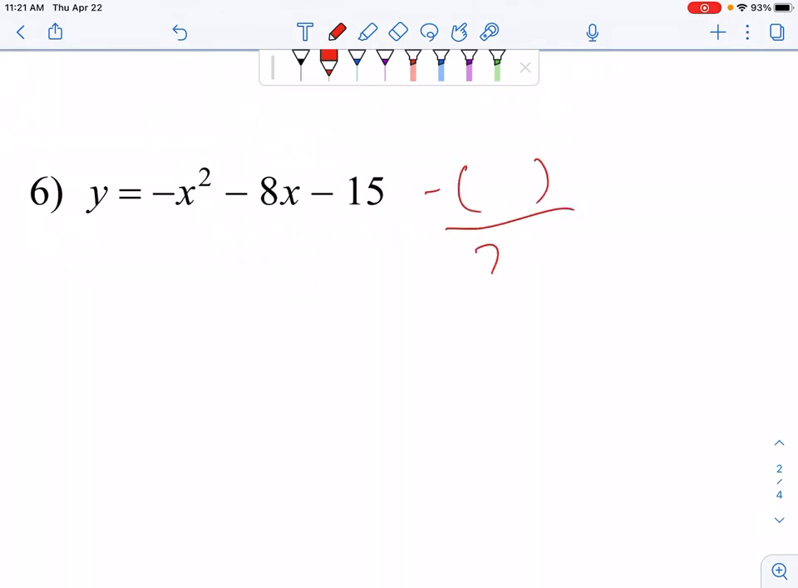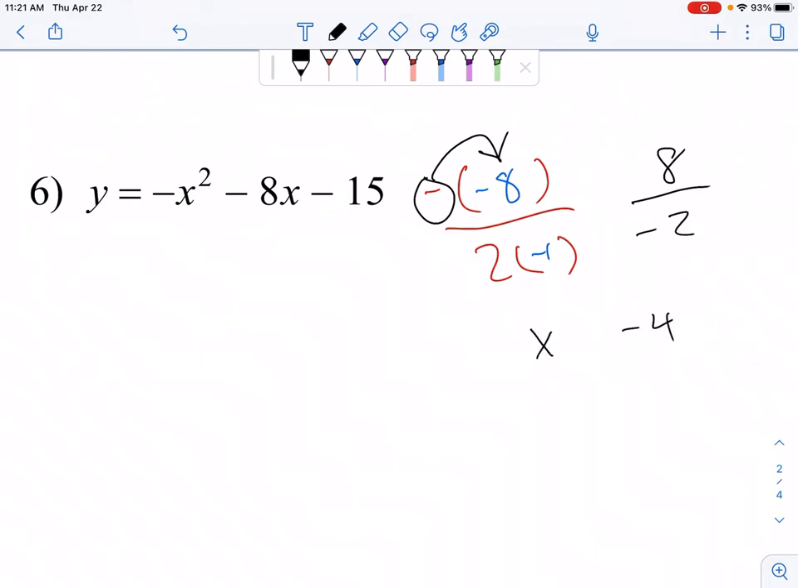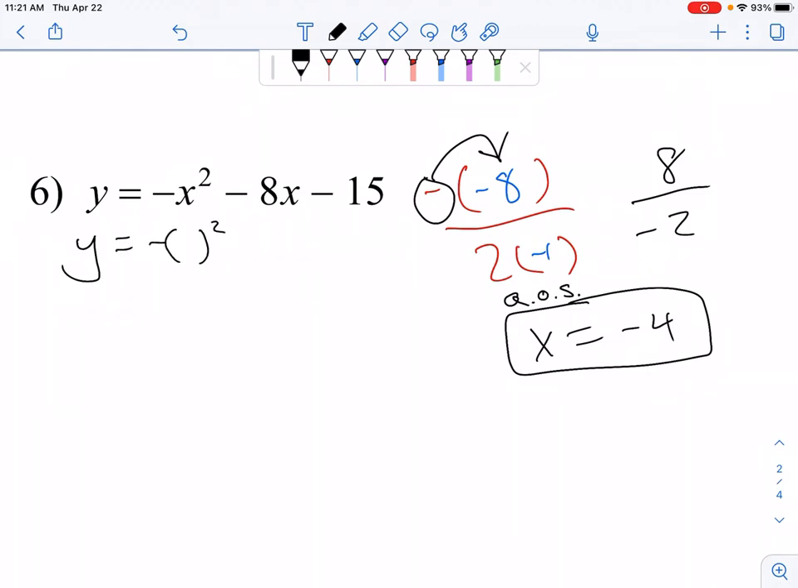Negative b over 2 times a. In this case, our b is a negative 8 and our a is a negative 1. So the opposite of negative 8 is positive 8. And 2 times negative 1 is negative 2. And this is going to reduce to a negative 4. So x equals negative 4 is my axis of symmetry. So I'm replacing x with a negative 4 and a negative 4.